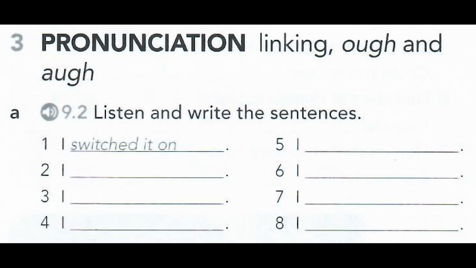9.2, 9b, Pronunciation. A. 1, I switched it on. 2, I updated it. 3, I turned it down. 4, I deleted it. 5, I plugged it in. 6, I switched it off. 7, I unplugged it. 8, I turned it up.